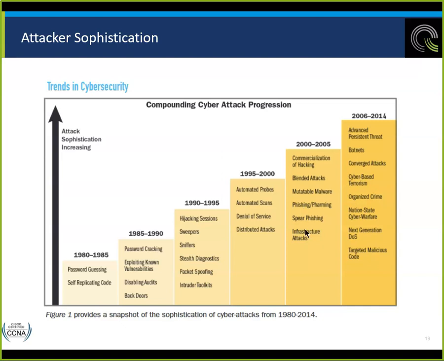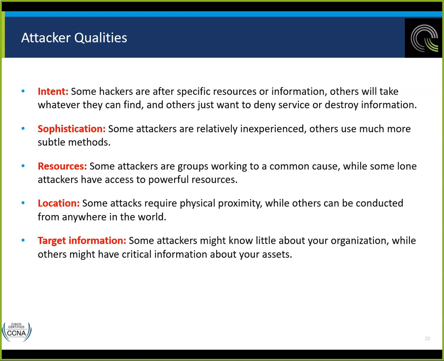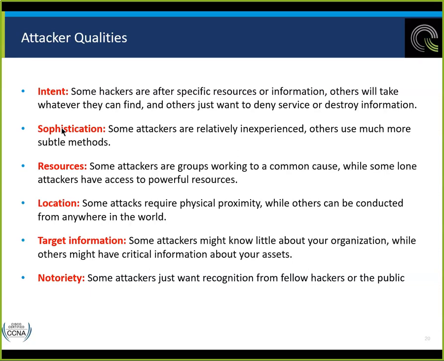Cyber terrorism, one of the reasons that cyber terrorists like to be cyber terrorists is you can do an awful lot of attacks from any place in the world. Some attacks you got to be physically located, not necessarily. So what we have for these guys is the intent, the attacker qualities, the intent. Some hackers want specific resources or information. I want your social security number, or I want your credit card number, or maybe I want your driver's license number. Intent here, and others will take whatever they can find.